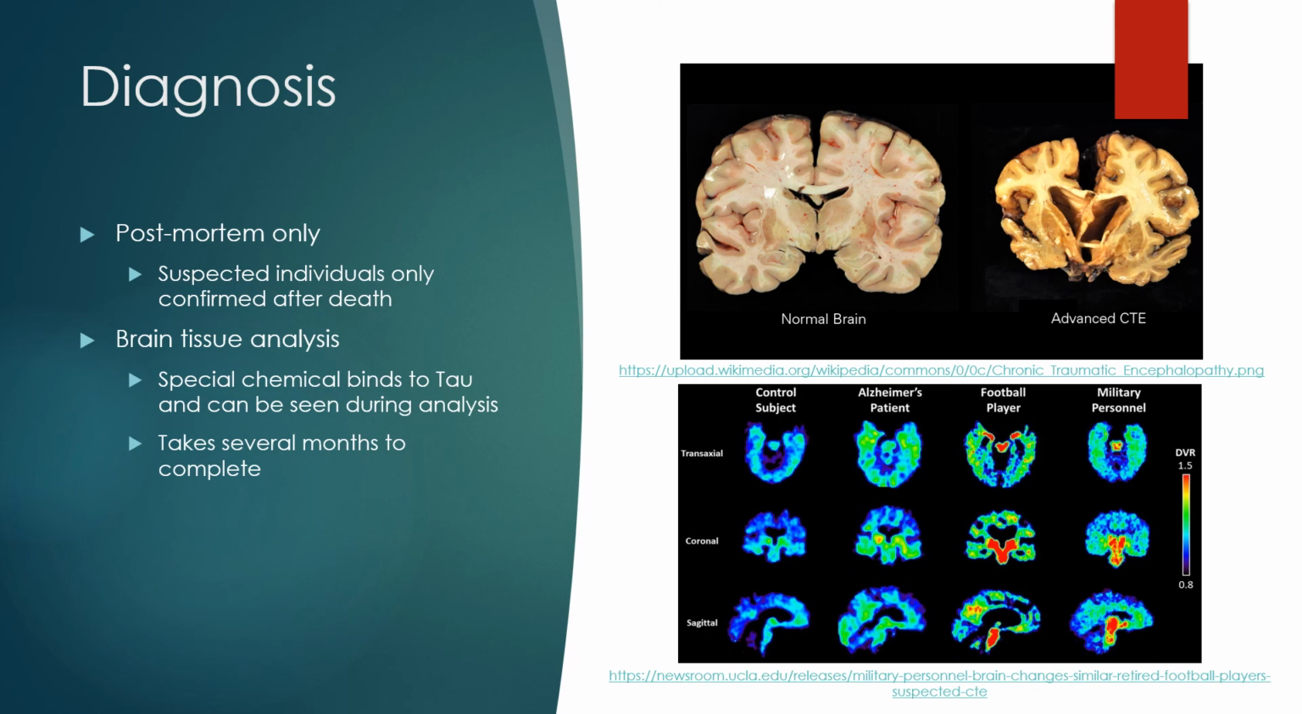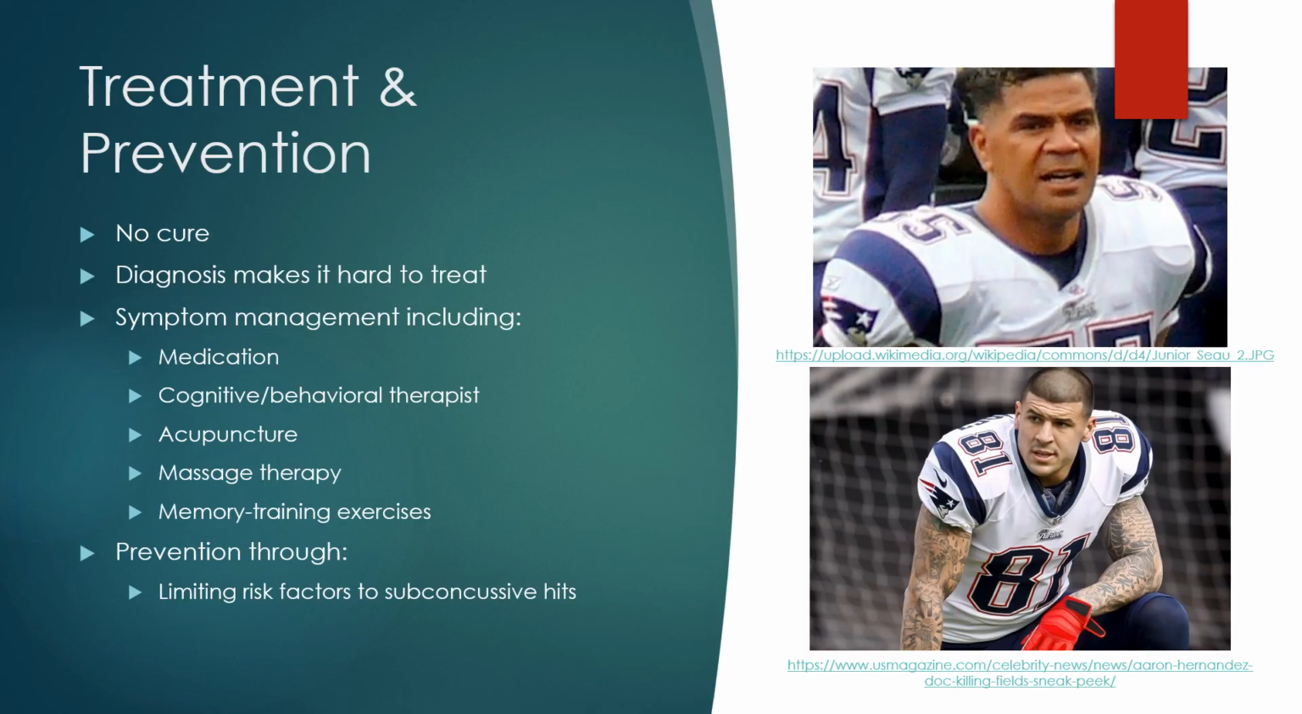Currently, there is no cure for CTE. For those showing signs of CTE, symptom management is used to target problem areas and alleviate stressors appropriately. This might include seeing a therapist, acupuncture, massage therapy, memory training exercises, or medication. Right now, more focus is being placed on prevention by limiting risk factors like delaying the age of first subconcussive impact or eliminating contact when unnecessary in high-contact sports like football.